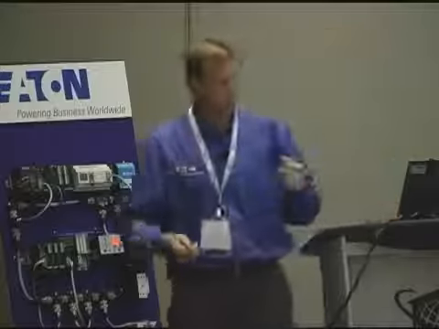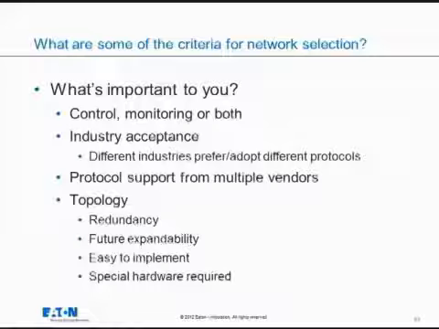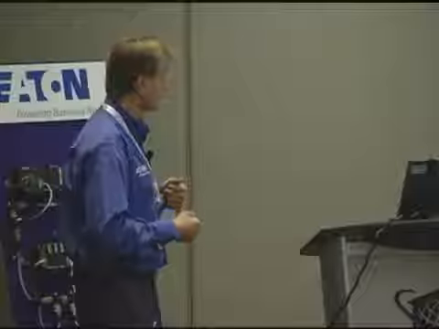Okay, so how do we select which network? Realistically, it's what's important to you. So you're going to have to sit down and decide, are we doing control? If you're doing control, you may want to look at the deterministic data, so cyclic data, things that are scheduled all the time. If you're just doing monitoring, maybe not so much. It's not as critical because the control is being done somewhere else. Or if you're doing both.